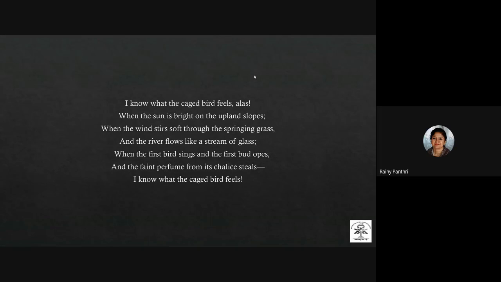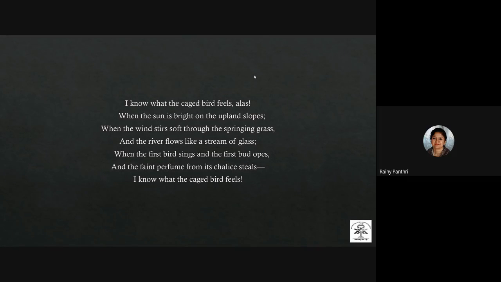I know what the caged bird feels. Alas, when the sun is bright on the upland slopes, when the wind stirs soft through the springing grass and the river flows like a stream of glass, when the first bird sings and the first bud opes, and the faint perfume of its chalice steals, I know what the caged bird feels.